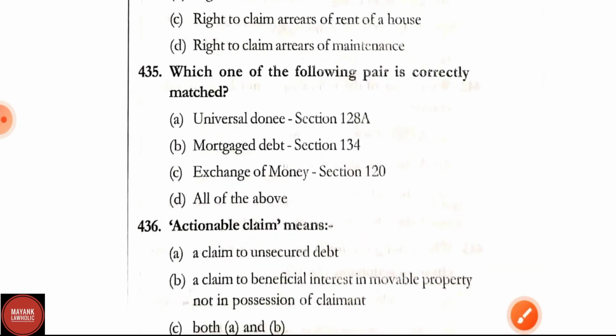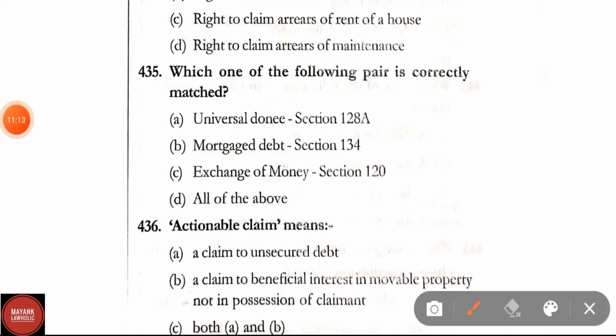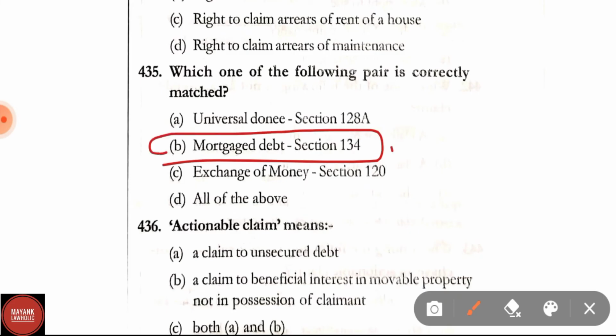Question number 435. Which one of the following pairs is correctly matched? Options are universal donee section 128A, mortgage debt section 134, exchange of money section 120, option D, all of the above. Here correct answer is option B, that is mortgage debt section 134 is correctly matched.